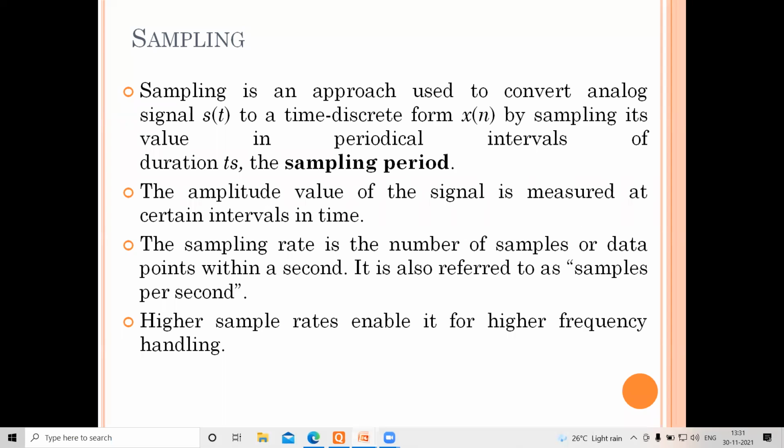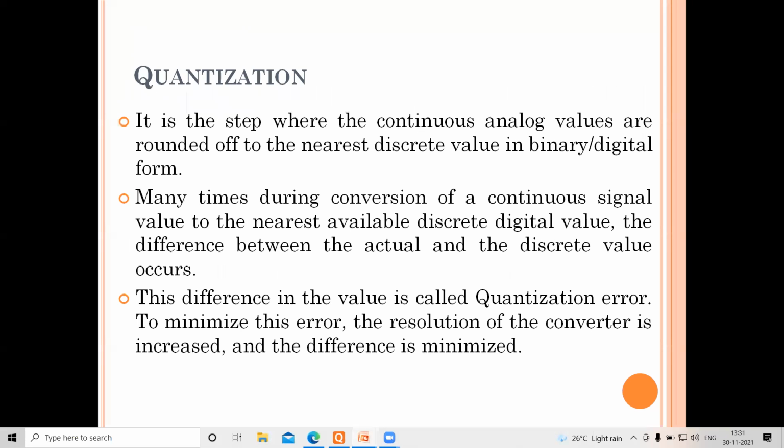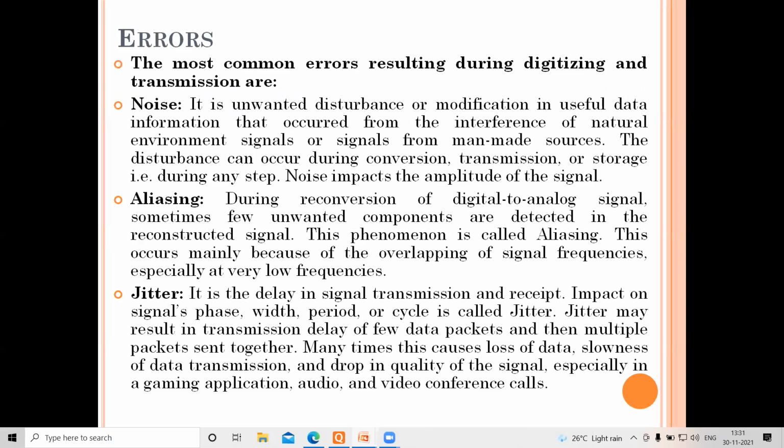That's how we do it. Redundancy is being taken off and we ensure that discrete, very finite values of these samples are being transmitted. Samples enable higher frequency handling. Quantization, I already said, you are bringing them to one particular value. I'll not get into this.